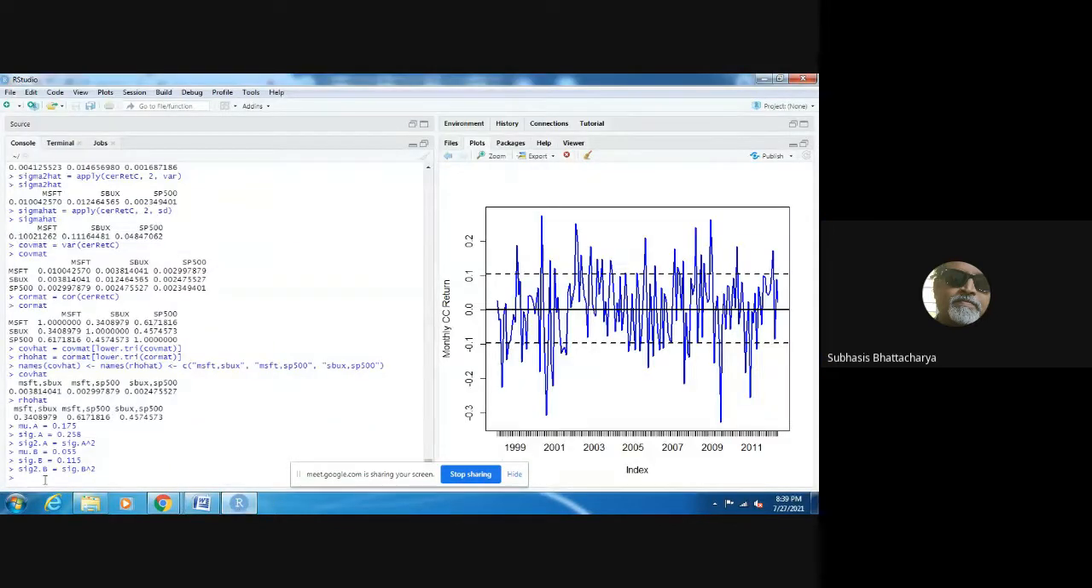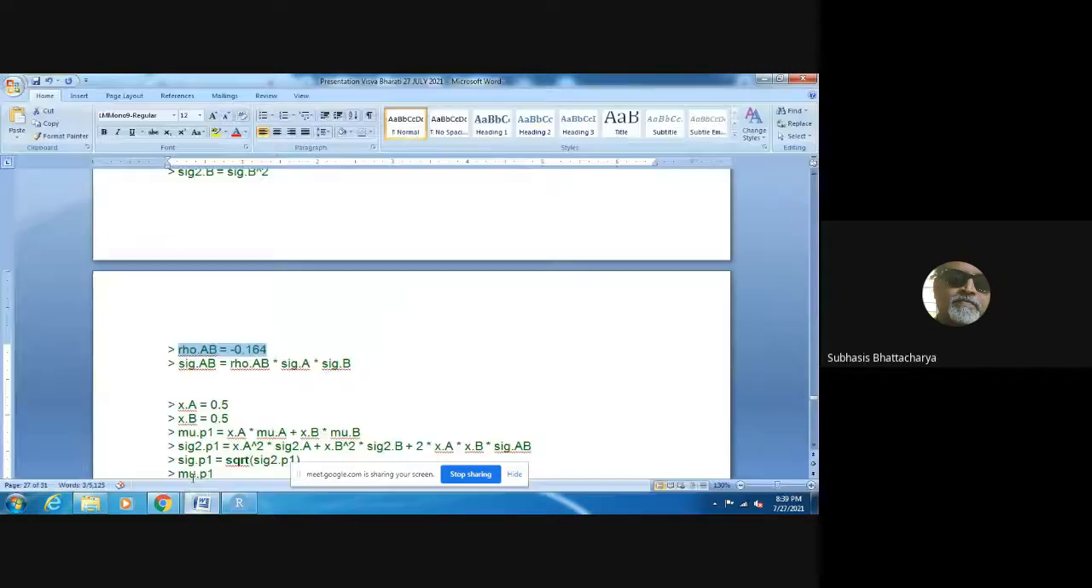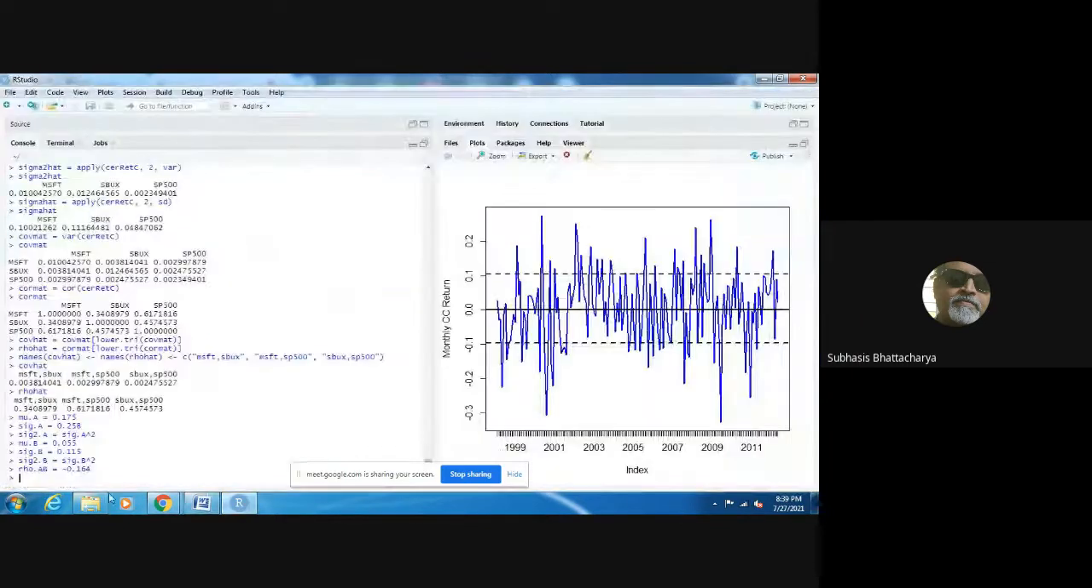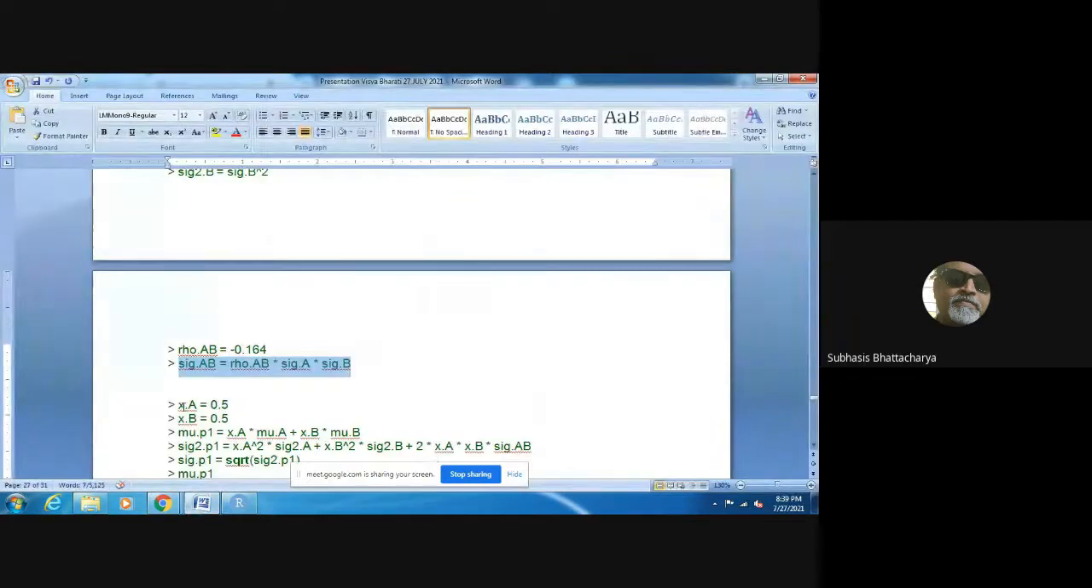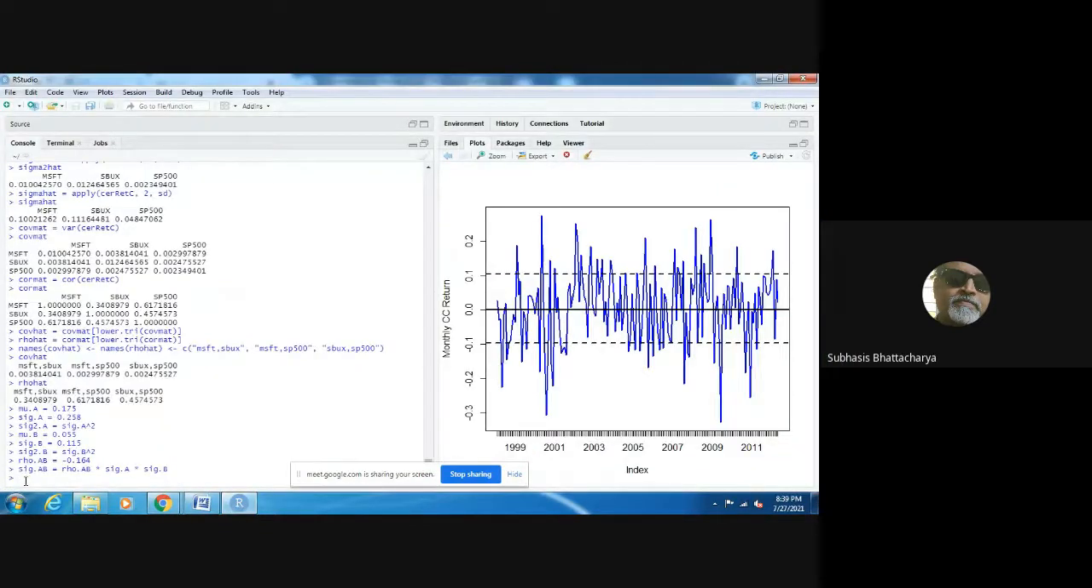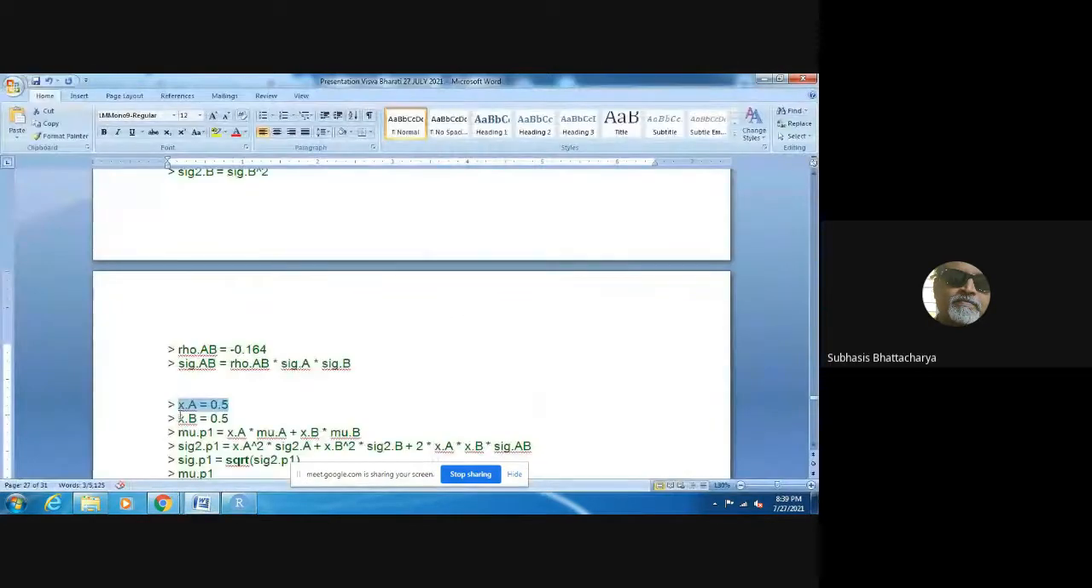To find out the correlation and find out the covariances, and then I consider 50% in A share and then the remaining 50% in B share.